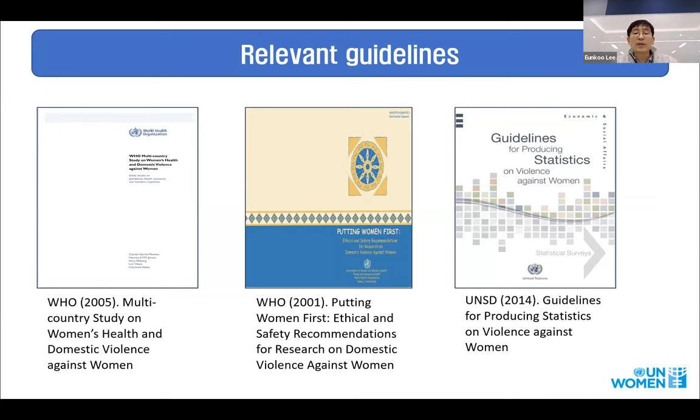Putting Women First was developed for conducting the WHO's health and violence studies, and this recommendation provides details on the planning, implementation and dissemination of research, particularly through surveys. Finally, the UN Statistical Division has developed the guidelines for producing statistics on violence against women. And these guidelines provide comprehensive recommendations on the concepts, definitions, and data requirements needed for measuring violence against women, including all aspects related to planning, organization, and implementation of survey and dissemination of the findings.